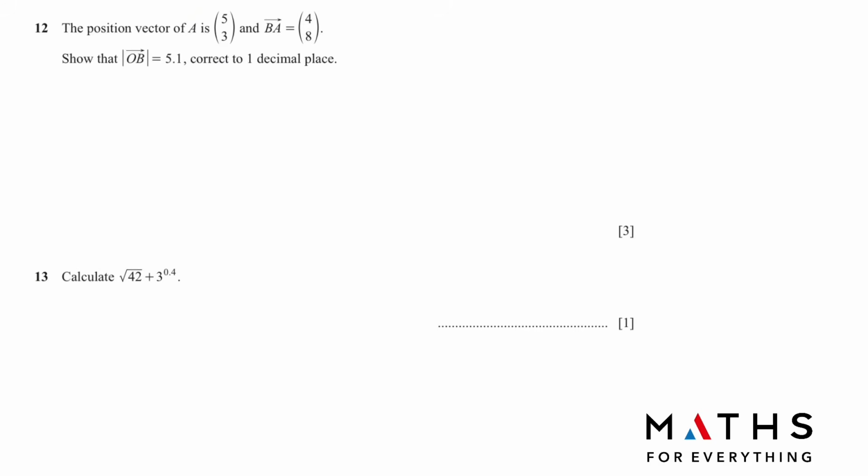Number 12. The position vector of A is (5, 3) and vector BA is (4, 8). Show that the magnitude of OB is 5.1, correct to one decimal place. For this, we need to understand what position vector means. Position vector means this vector OA, that is (5, 3).